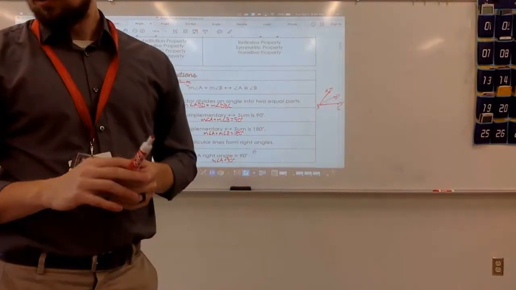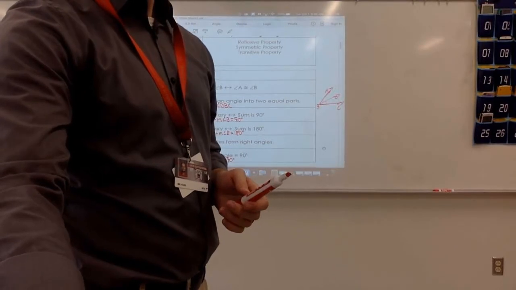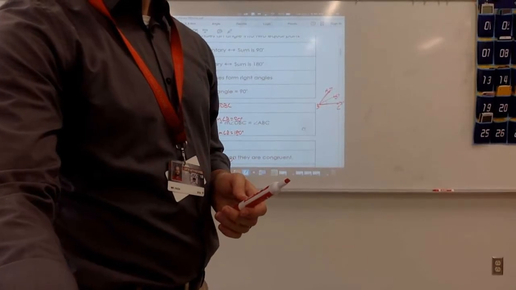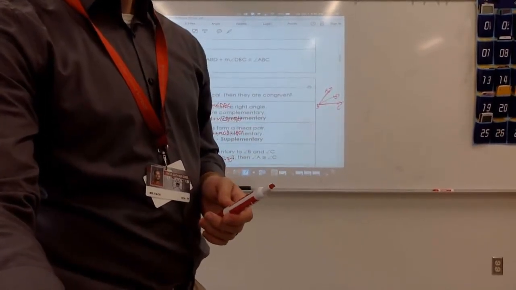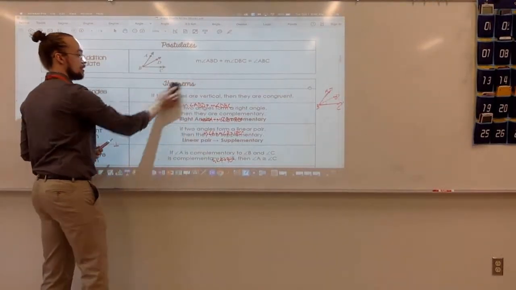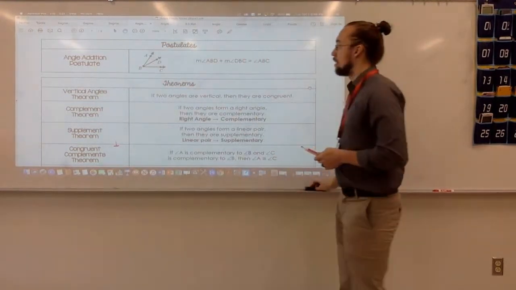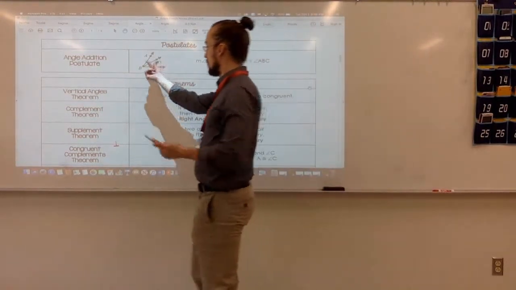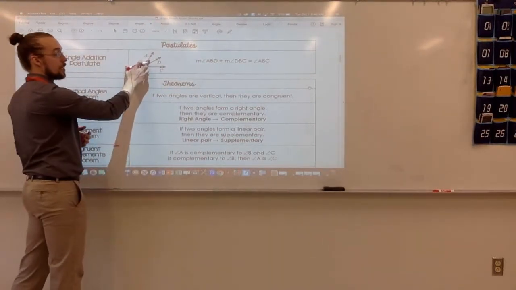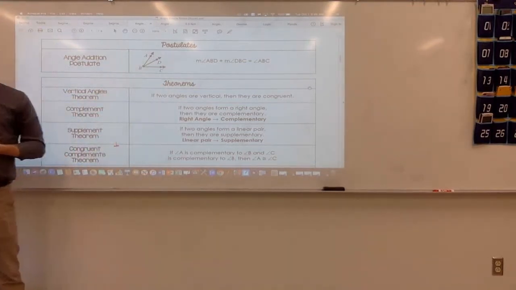Okay. So then the next one is a postulate, very similar to a postulate that we've already looked at. We've looked at the segment addition postulate. Here, we're going to use the angle addition postulate. So, whenever we have a figure with multiple angles in it, we can say, well, this smaller angle plus this smaller angle will add up to equal the larger angle.